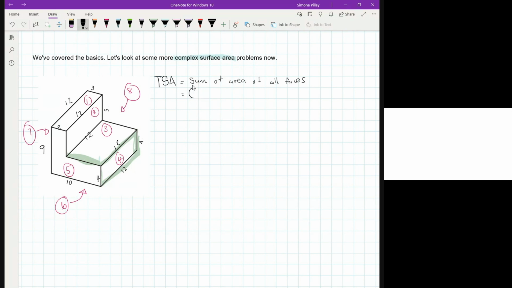So face number 1, I've numbered it on the diagram. It's going to be 12 times 3. That's the area of face number 1. Plus the area of face number 2 is going to be 5 times 12. Plus the area of face number 3 is going to be 12 times... And somebody tell me, how do we figure out the length of this line? What is the length of this line?